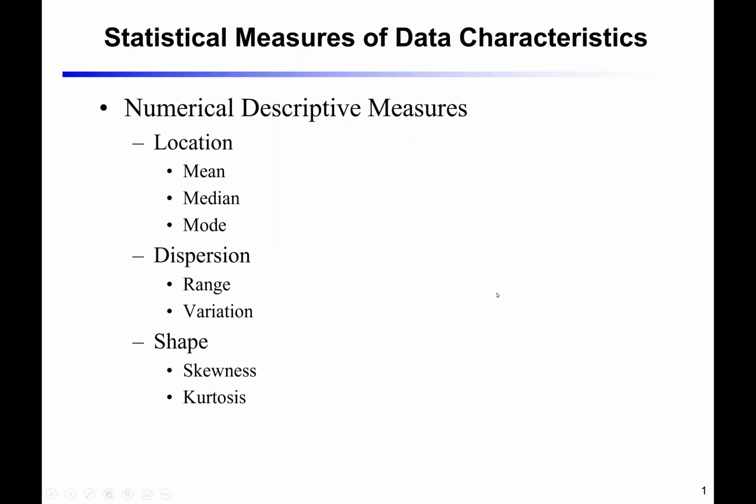Hello, everyone. In this lecture, we're going to talk about statistical measures of data characteristics. For example, if you get a sample of n observations, or you can call it n data points, you will have x1, x2, up to xn. Those are all numbers. Now, with this set of numbers, you want to find out some characteristics.